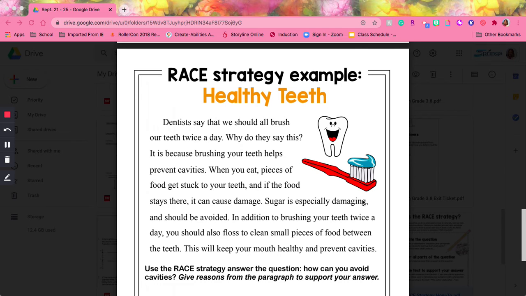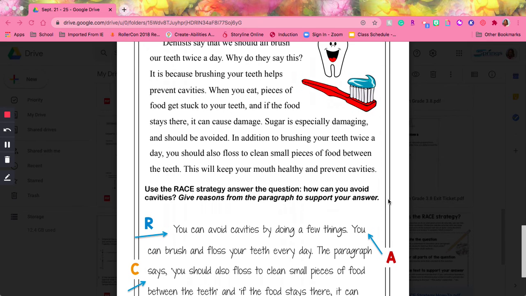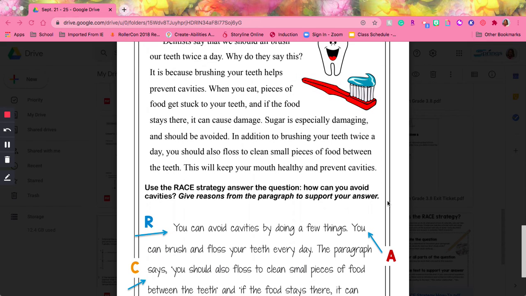When you eat, pieces of food get stuck to your teeth. If the food stays there, it can cause damage. Sugar is especially damaging and should be avoided. In addition to brushing your teeth twice a day, you should also floss to clean small pieces of food between your teeth. This will keep your mouth healthy and prevent cavities. Then it says, use the RACE strategy to answer the question, how can you avoid cavities? Give reasons from the paragraph to support your answers.